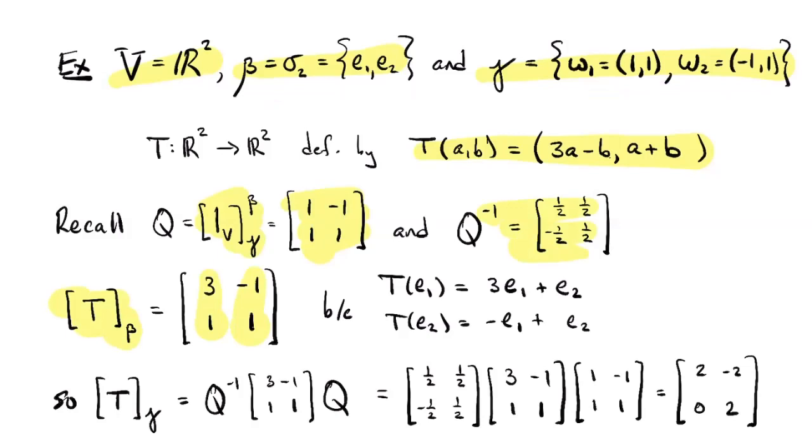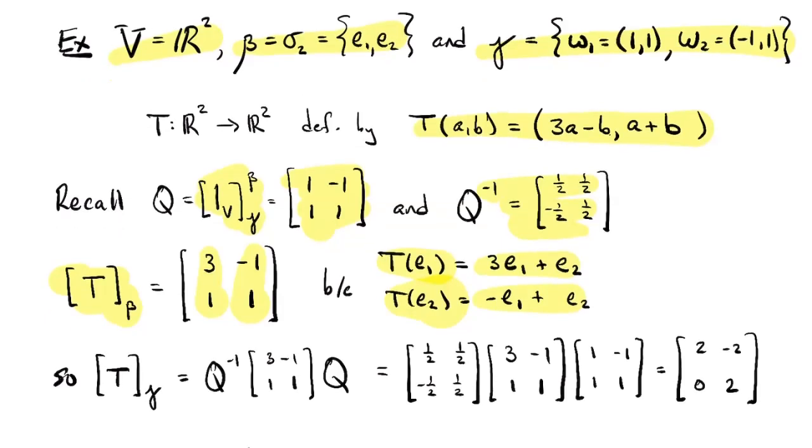How do I compute that matrix? Well, I just take T of each one of the basis vectors, applying the formula. I see T of E1 is 3E1 plus E2. That's where I got my first column. T of E2 is minus E1 plus E2. That's where I got my second column. So you can stop the video and verify that. And now I want to use theorem 2.23.